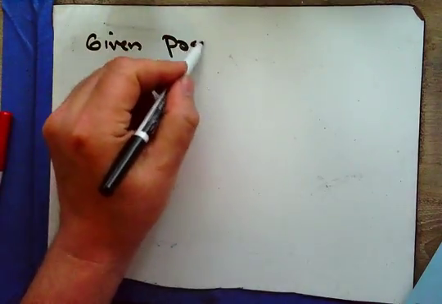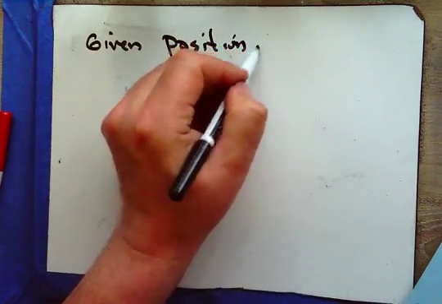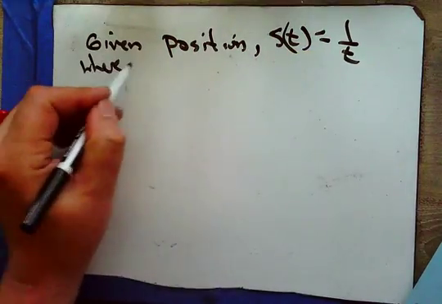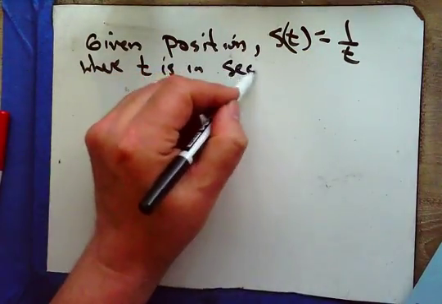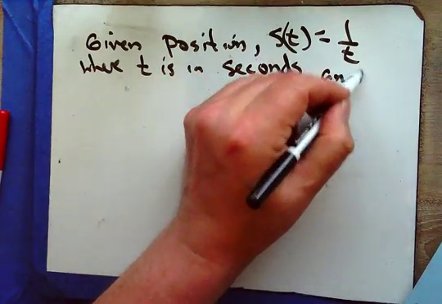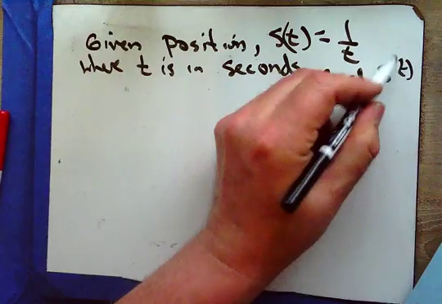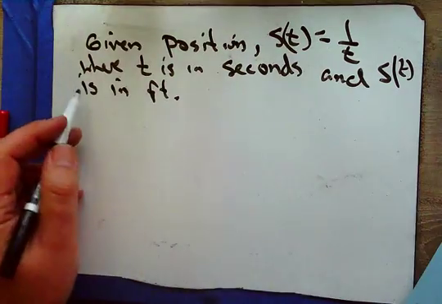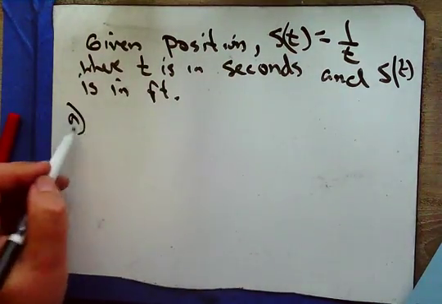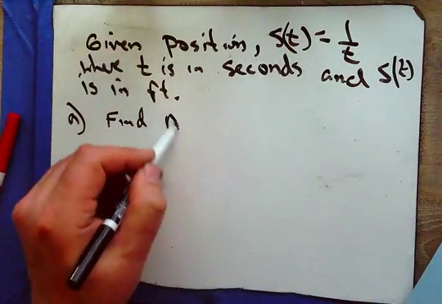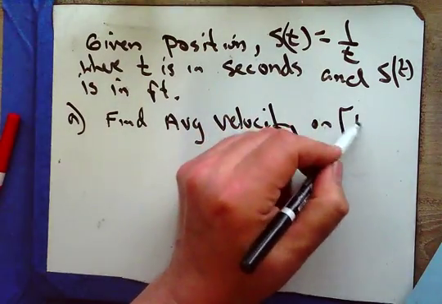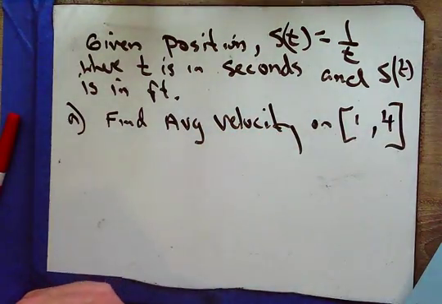Next, given position s of t equals 1 over t, where t is in seconds and s is in feet. Okay, so that's our precondition. That's the stem of the problem. Now here is part A. Find the average velocity on 1 to 4. Okay, do that one.